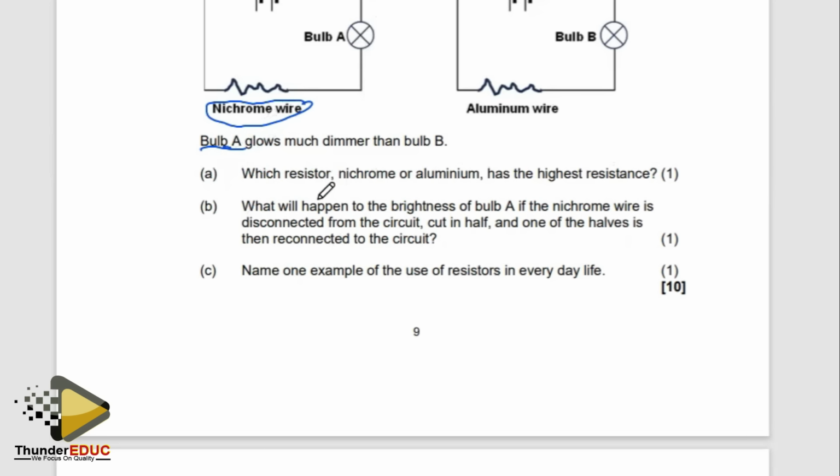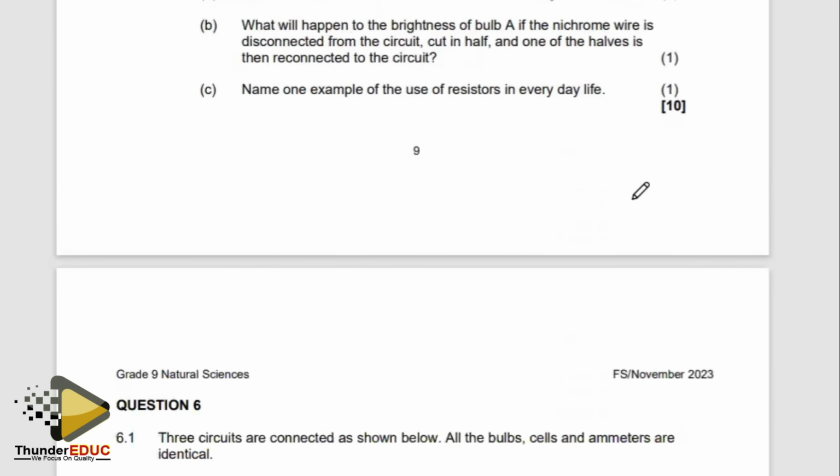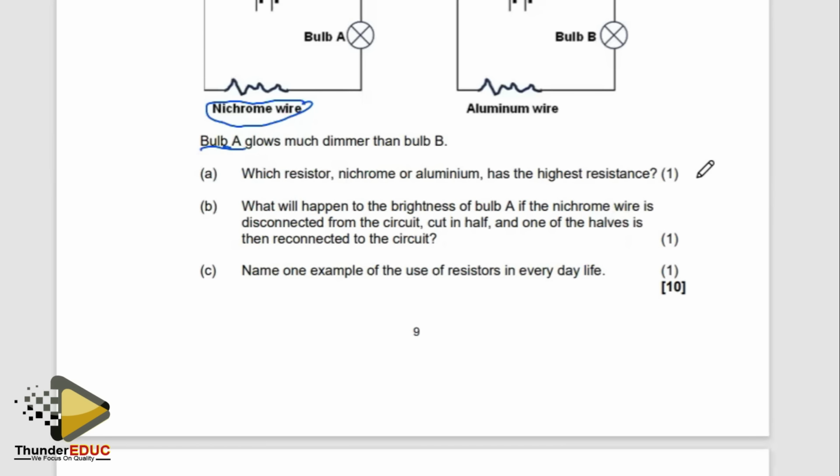So the answer for question one, question A, becomes nichrome wire. That's the answer. Nichrome wire. Right, we are done with that one.